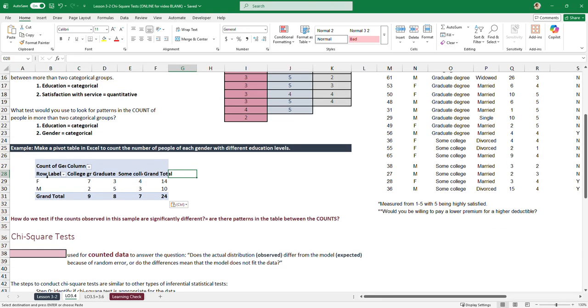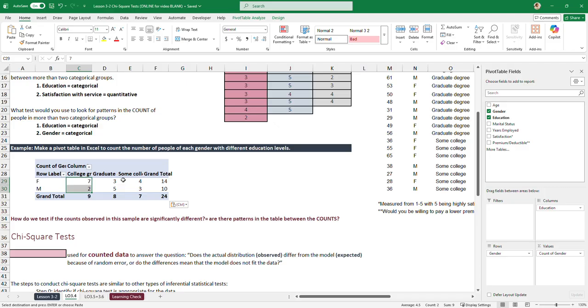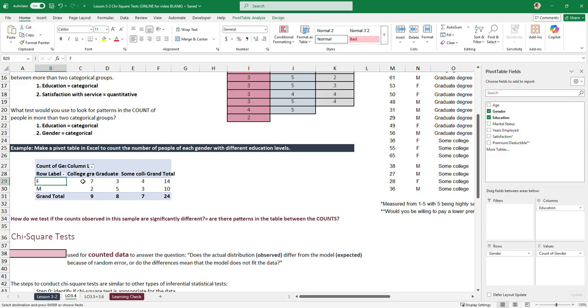So now that we have this table, because with categorical data, all you can really do, like I said, is cross-tabulate and find the counts so that we know that there's 7 females who are college graduates, 4 females who have some college, and 3 that have graduate degrees. For males, we have 5 that have graduate degrees, they're the highest. Then we have 3 with some college and 2 that are college graduates. And then in the total sections, you can see we have 14 females and 10 males. We have 9 college graduates, 8 graduate degrees, 7 with some college, and we only have 24 people altogether.